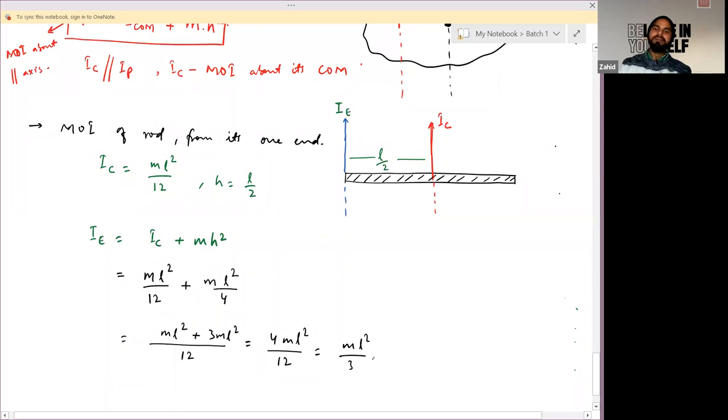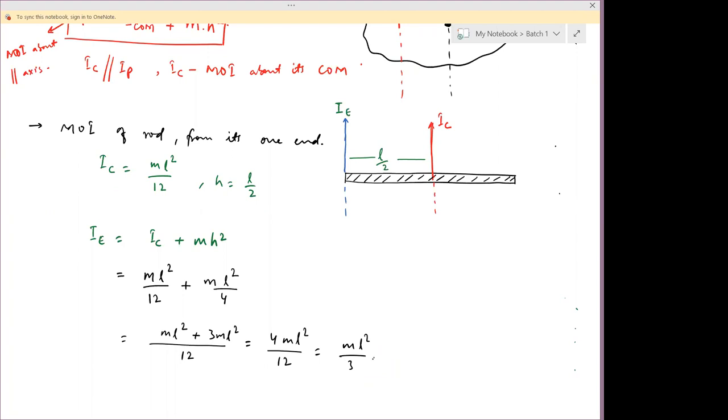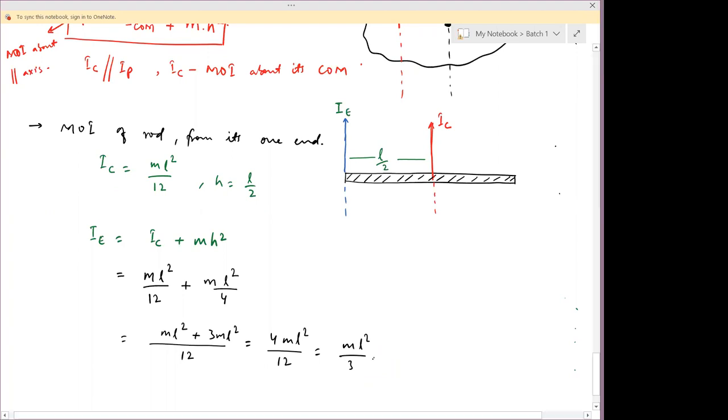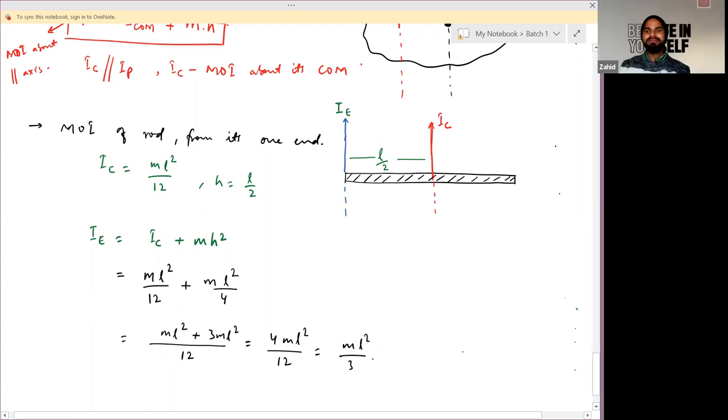Is it clear, Iba? Yes, sir. Salman, is it clear? Yes, sir. I got the same answer. Okay. So this is all about calculation of moment of inertia and different theorems. Just stop here. In the next class, I will define torque, angular momentum, and rolling motion.